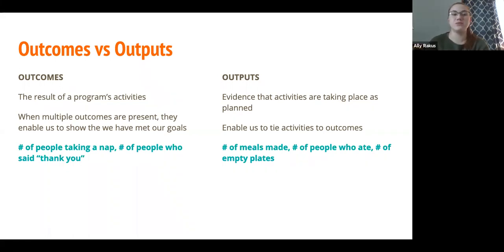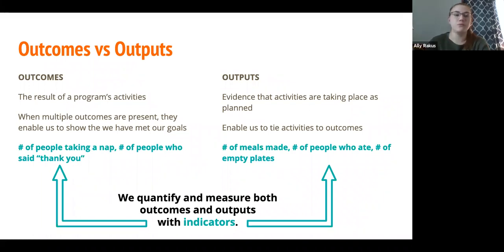And so to distinguish between outputs and outcomes, outputs are the direct output of the activity that is taking place. So it is the direct result of the activity. And then the outcome is what you would hope to happen as a result of the outputs. We quantify and measure both outcomes and outputs with indicators. So our indicators are in the teal color that we reviewed.